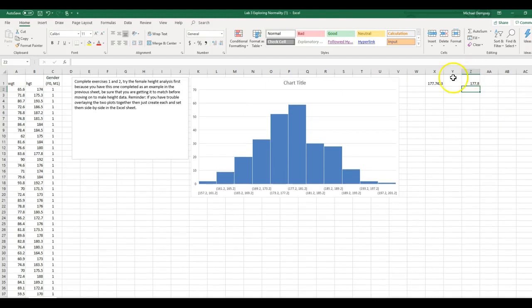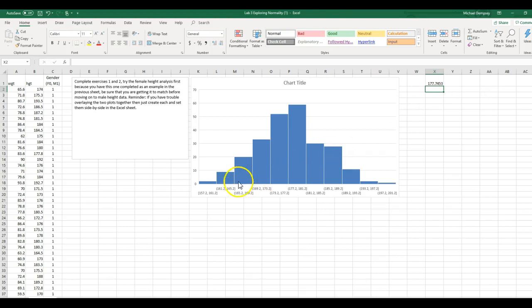What did I get for median? Yeah, 177.7, 177.8, pretty close. Okay, so if the mean was a lot bigger than the median, usually your data is skewed to the right, or there's some outliers to the right. If the mean's a lot smaller than the median, you're skewed left. You have some very unusually low observations.